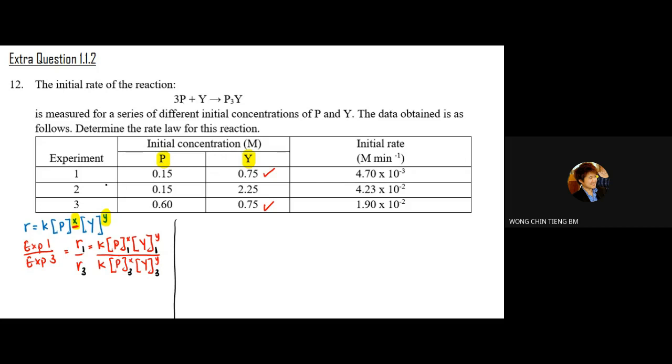So, you will take the R for the experiment 1, which is 4.7 times 10 to the power of -3, equals to K. Dia dah slow dah. Komputer kita dah bekerja sehari, dia dah malas. Alright. So, concentration of P. Kita ambil everything for your experiment 1 first: 0.15 to the power of X, 0.75 to the power of Y, bahagi dengan eksperimen 3. 1.9 times 10 to the power negative 2 over K, 0.6 to the power of X, 0.75 to the power of Y.